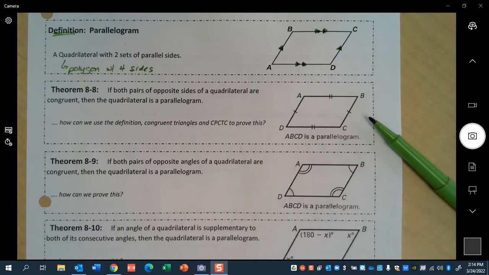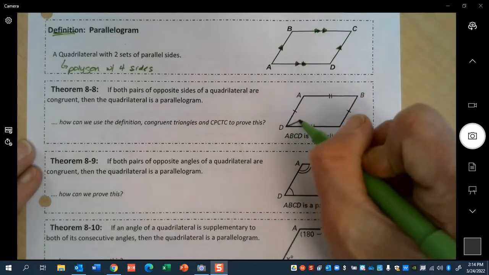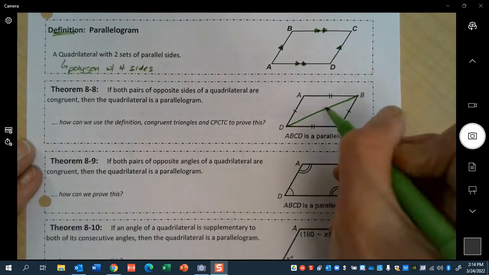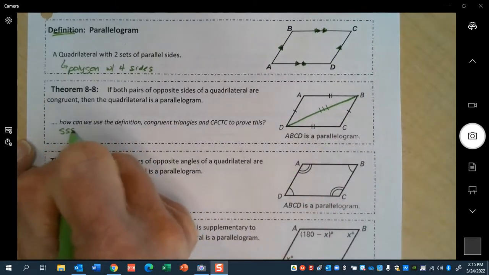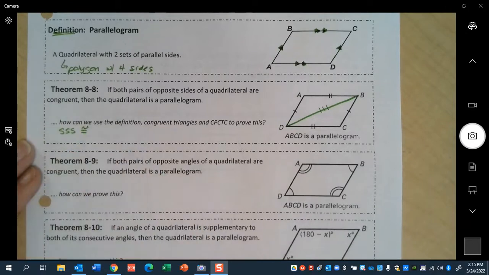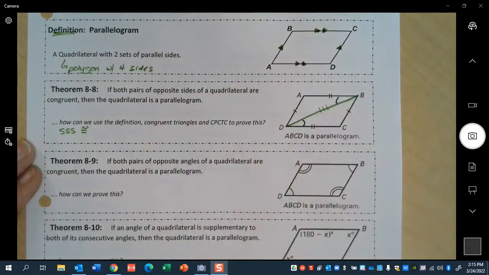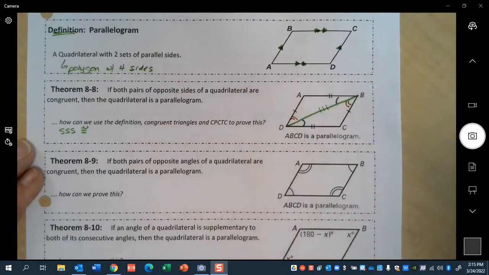Go. Okay, well, first you draw your diagonal. And then you can use the side theorem to figure out that the two triangles are congruent. Then you can use CPCTC to prove that all the angles are congruent. And then you can use alternate interior angles to prove that both the sets of sides are parallel.